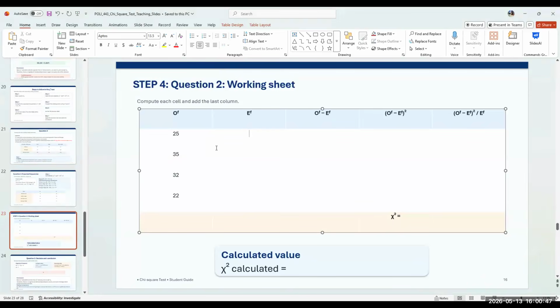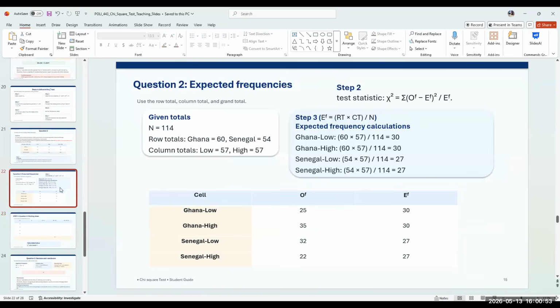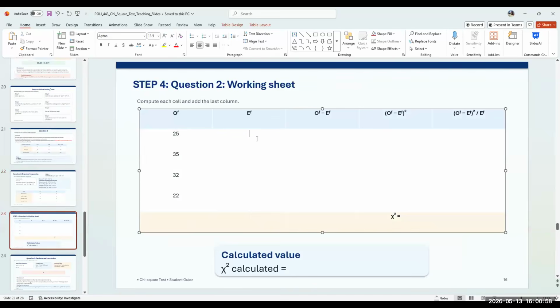So I want the values for EF. These are the values for EF. So let's say 30, 30, then go to the next, 30, 30, 27. Hold on, I'm not done with you. Now what are the values for OF minus EF? So 25 minus 30, what is it going to be?